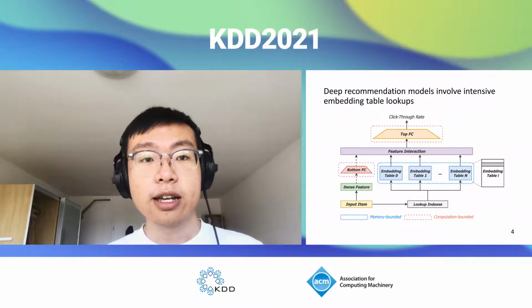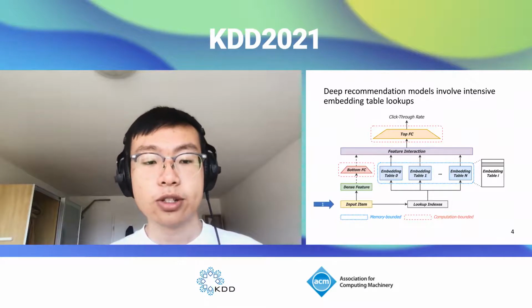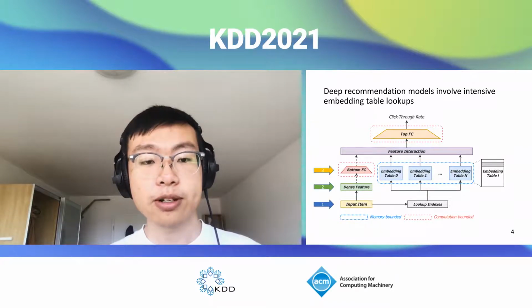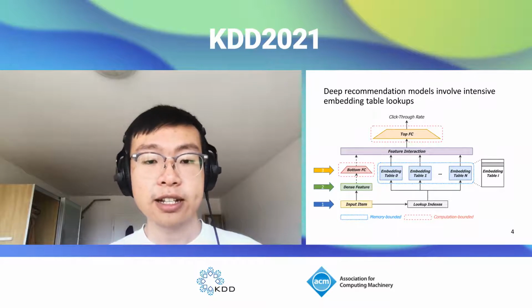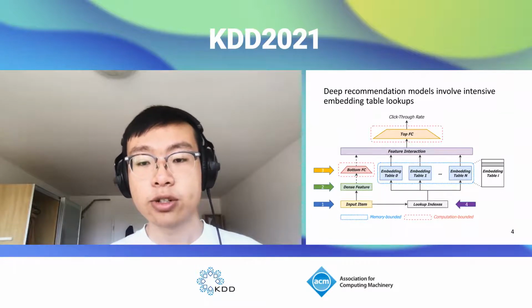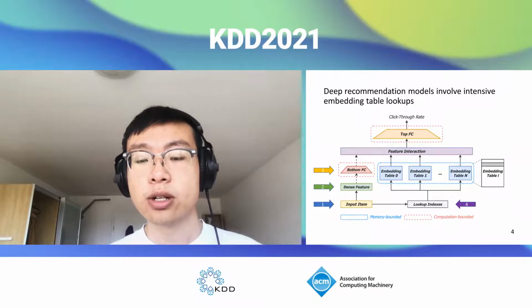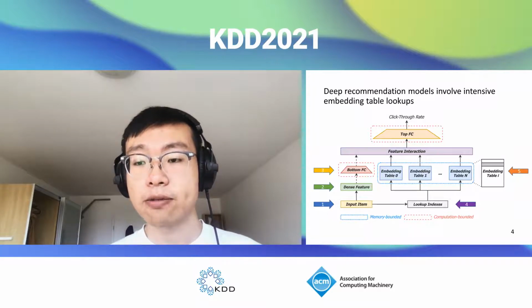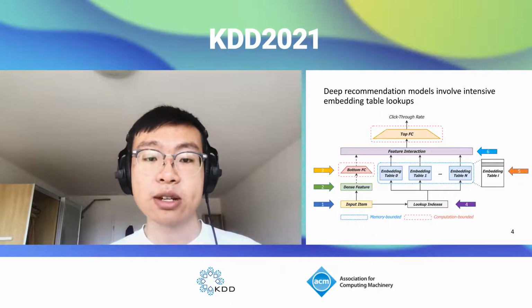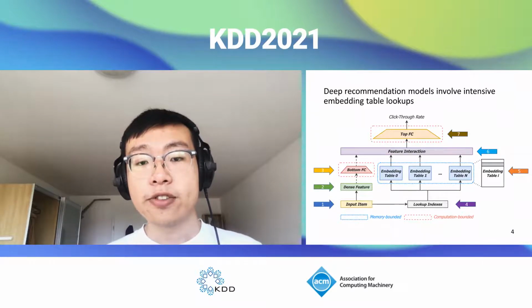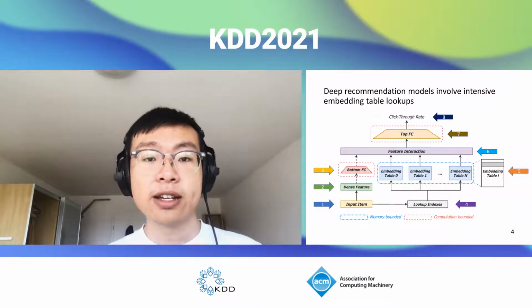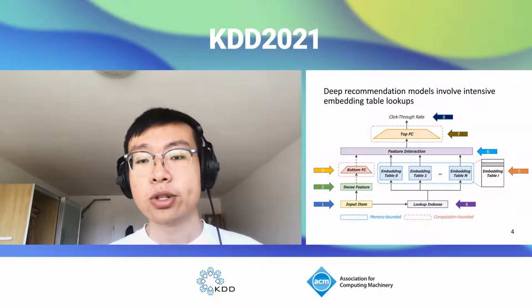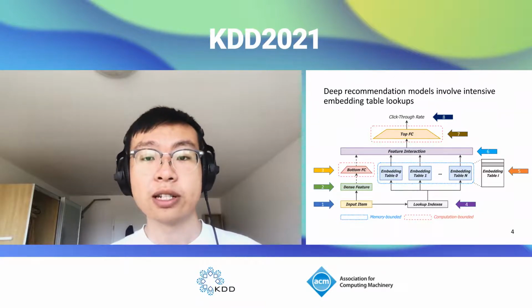Now let's take a look at what the deep recommendation models look like. You have some input features, and the dense part will be fed into some fully connected layers. You also have some sparse features such as the user ID, and each sparse feature corresponds to an embedding table. This feature will be used as an entry to look up an embedding vector in the table, and all the embedding vectors are gathered together with the processed dense feature. The gathered feature will be fed into the top fully connected layer, and the click-through rate will be predicted, which stands for how likely the user will click on the item.